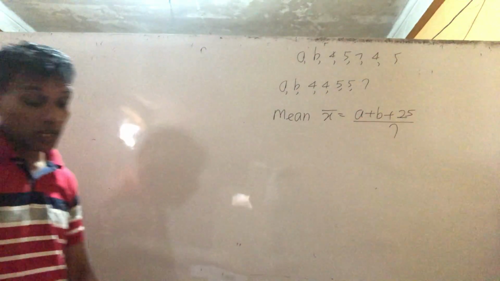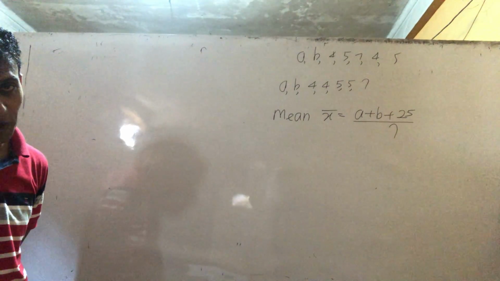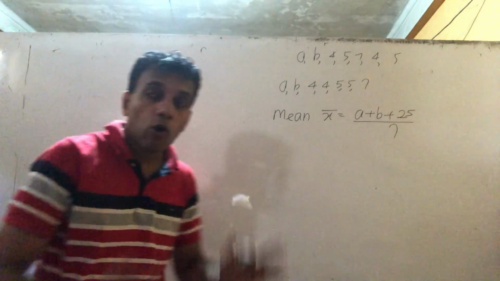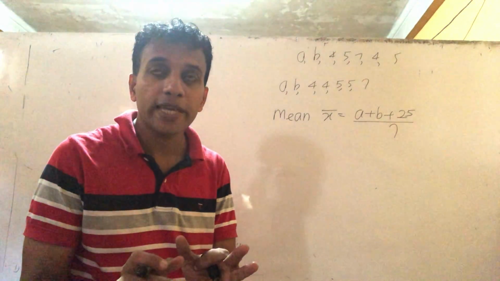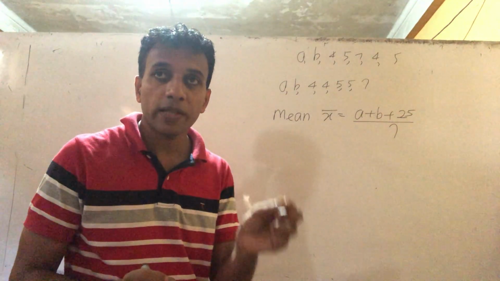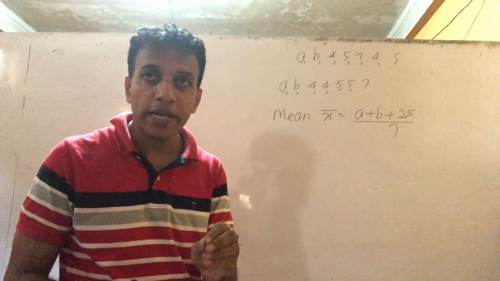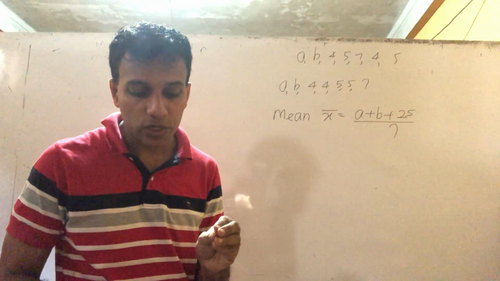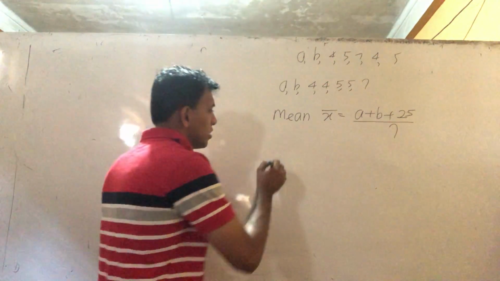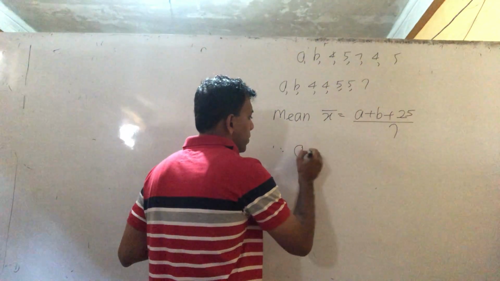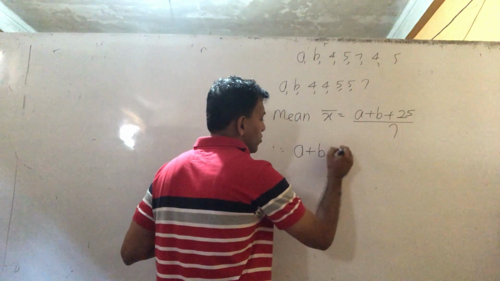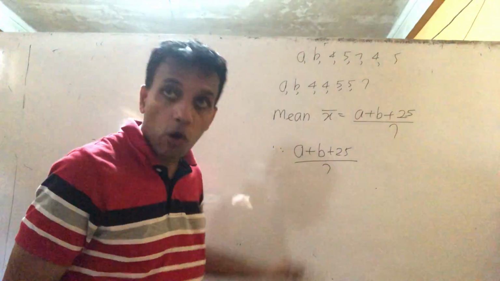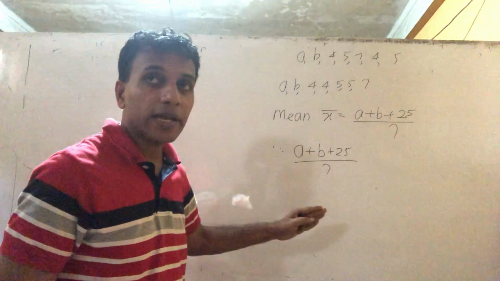This is the mode value, and this is the mean value: A plus B plus 25 over 7. They say the mode value and the mean value are equal. So, given that the mode and mean values are equal, A plus B plus 25 over 7 is the mean, and this is the mode also. Mode and mean are equal.